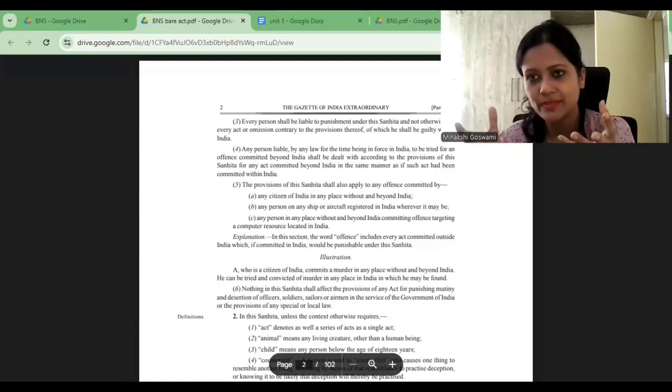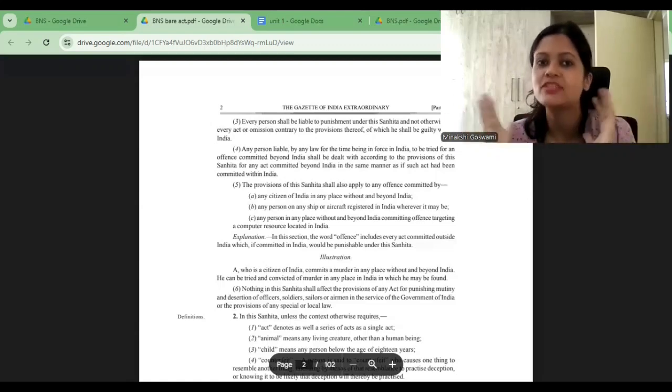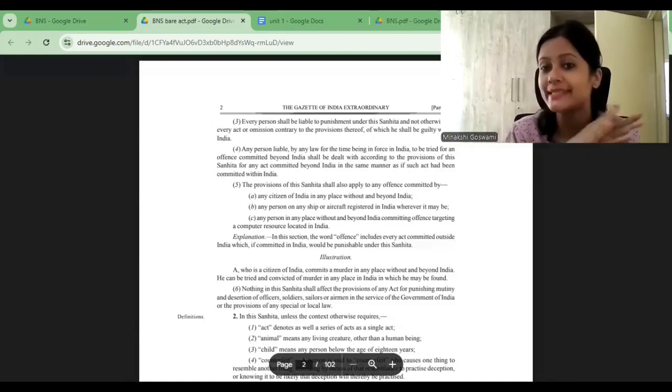So BNS is a complex piece of legislation, but at the same time, it is very important for us to know it because a lot of times we see cases being filed under this particular legislation.